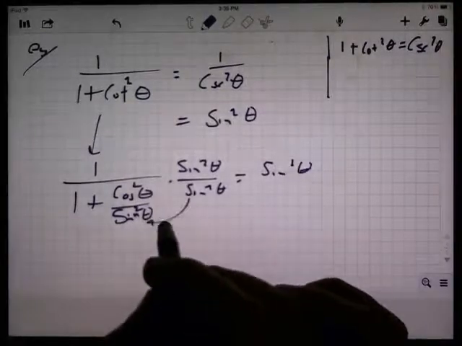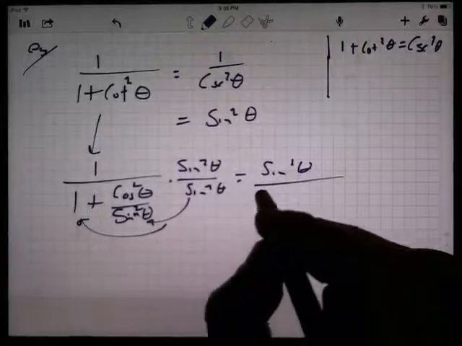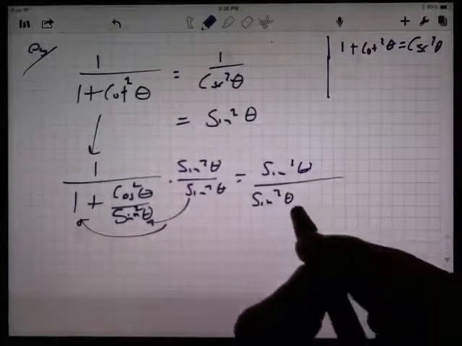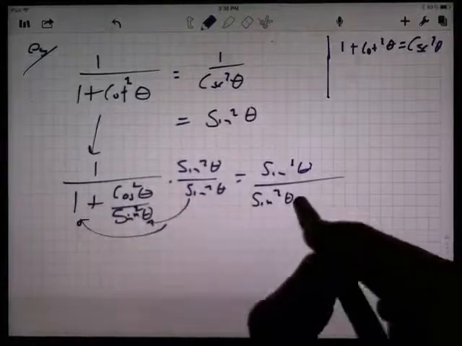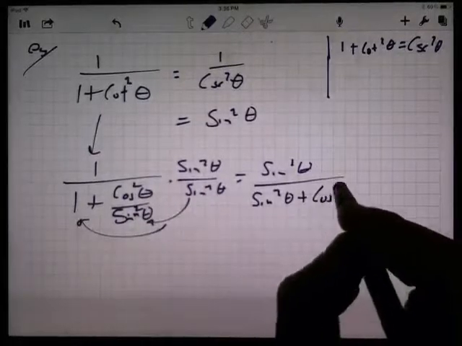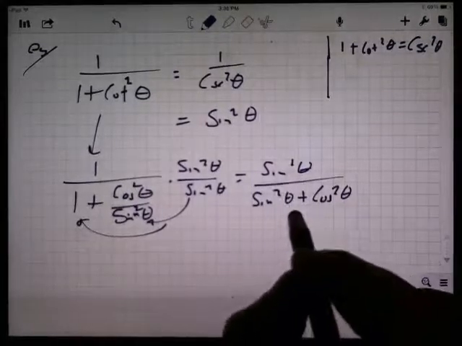Down on the bottom, this distributes into both of those, so it looks like the sine squared theta times 1 is sine squared theta. The sine squared theta times this fraction, well, the sine squareds cancel out, and that's just a cosine squared theta. I then recognize the Pythagorean relationship.